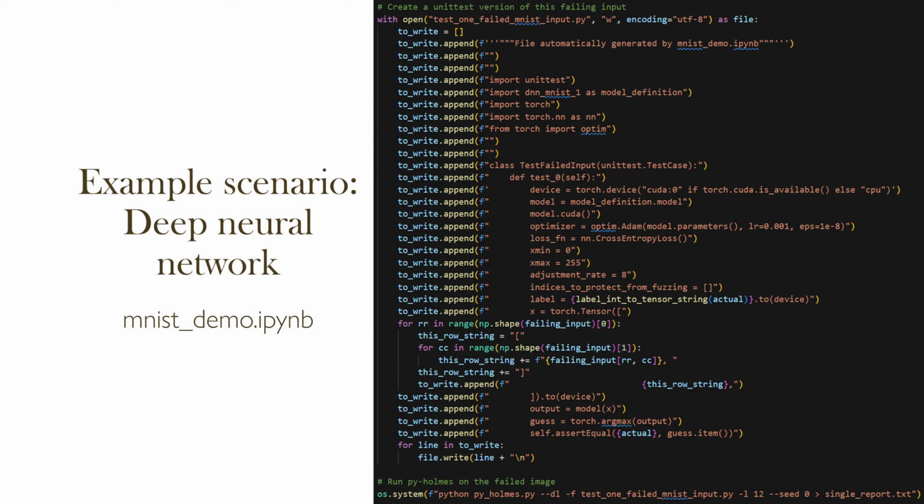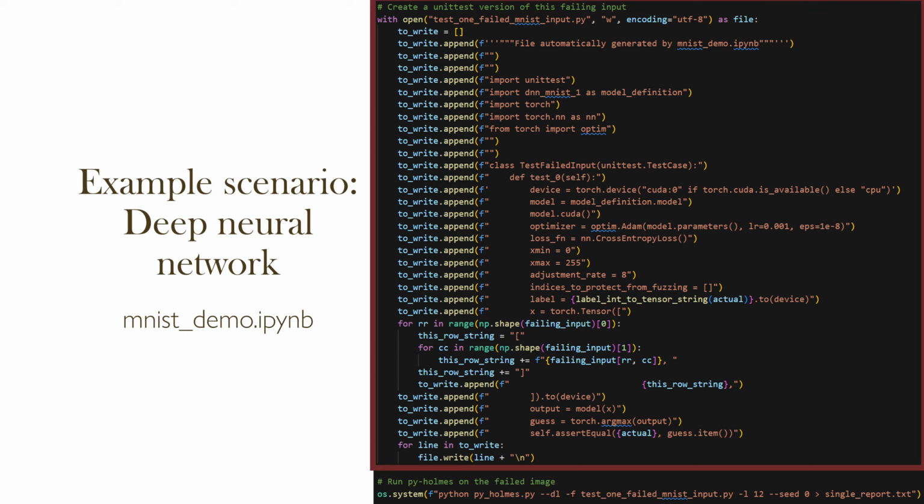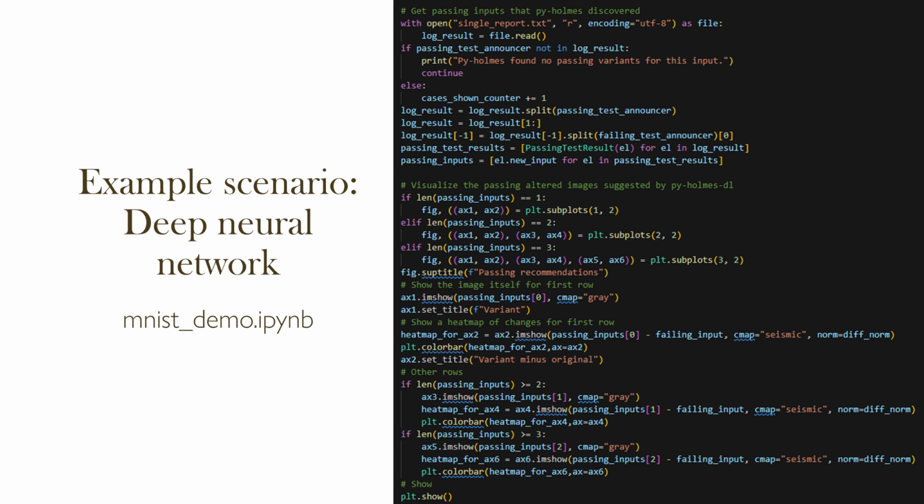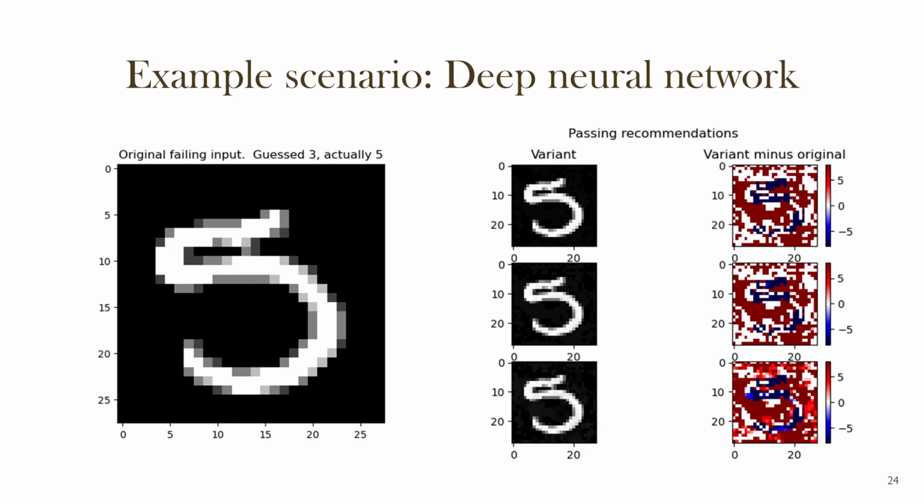Anytime a failing input is discovered, the notebook automatically writes a unit test that PyHolmes can be called on, and then calls PyHolmes to explain the failure. To visualize the output tensors, the notebook parses them from PyHolmes' text output and plots them with matplotlib, along with another image showing the difference between the original and the variant. Let's look at the results for this handwritten 5, which the model originally misclassified as a 3. These difference images reveal the cause of the failure.